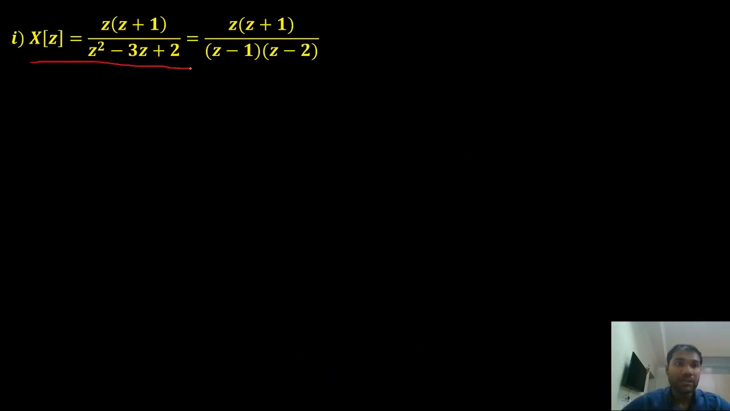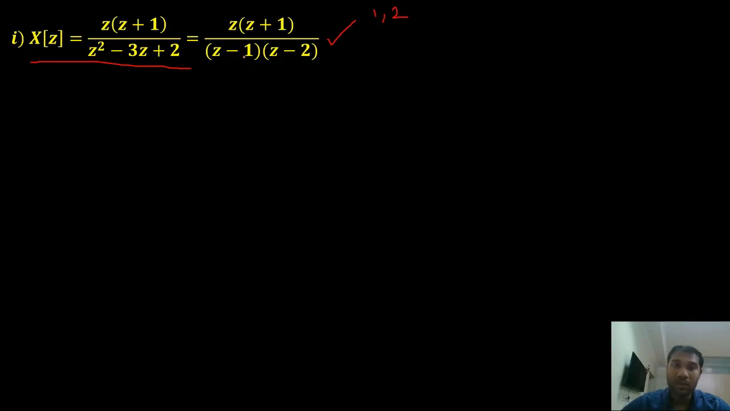So this is the X(Z). Now I am factorizing the denominator, simplifying, and writing my X(Z) like this. So what are my poles? My poles are 1 and 2.